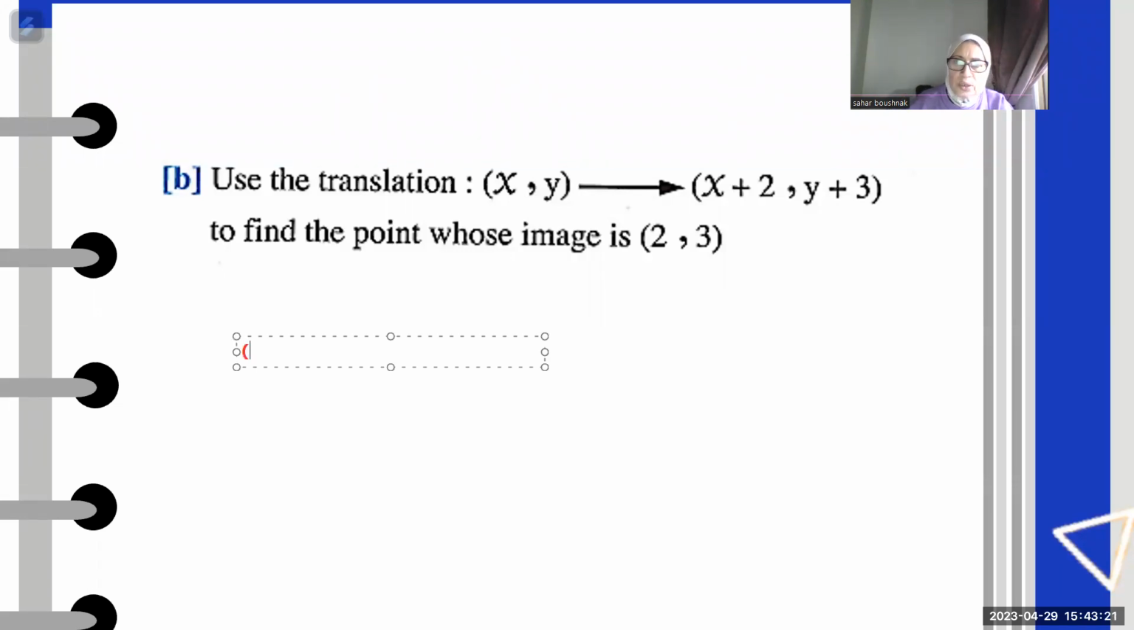Remember, this is the rule. So x is 2 plus 2 and y is 3 plus 3. Then the image will be 4 and 6. So this is the image of (x, y).